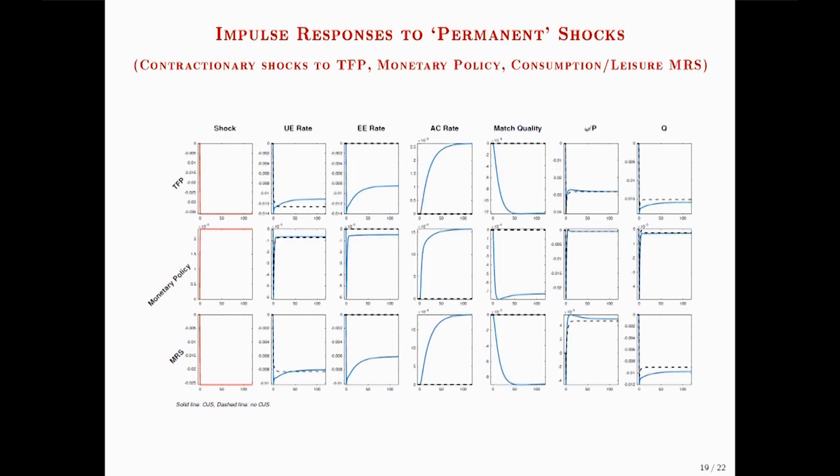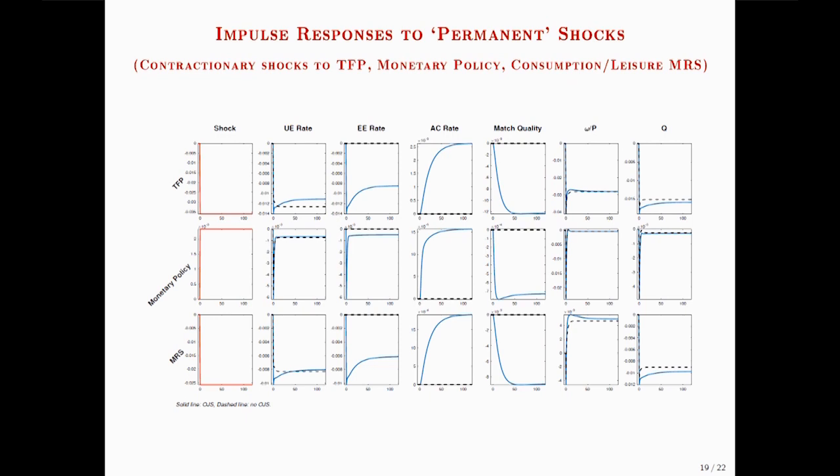Speaking of the mismatch wedge, I want to illustrate this on this slide. These are more impulse response functions, but the ones I would like to focus on here are the columns labeled AC rate and match quality. AC rate is our acceptance ratio, so the ratio of the EE rate over the UE rate. And match quality is just the average match quality amongst employed workers. And you can see that both of these things evolve very, very slowly in response to those shocks.